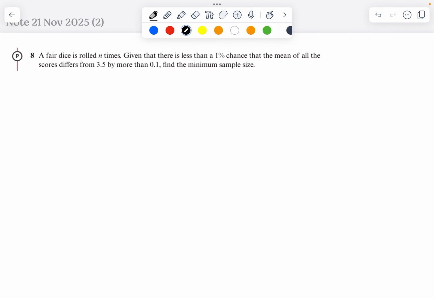Right, okay, so here's the question from the homework, where we have a question to use the central limit theorem. A fair dice is rolled n times, so we don't know what n is. Given that there's a less than a 1% chance that the mean will differ from 3.5 by more than 0.1. So let's imagine this situation.